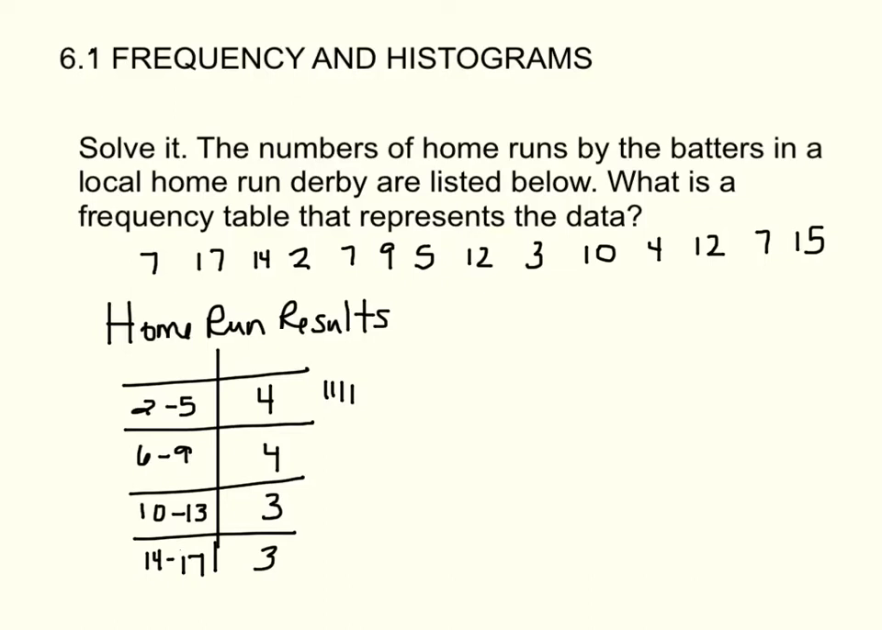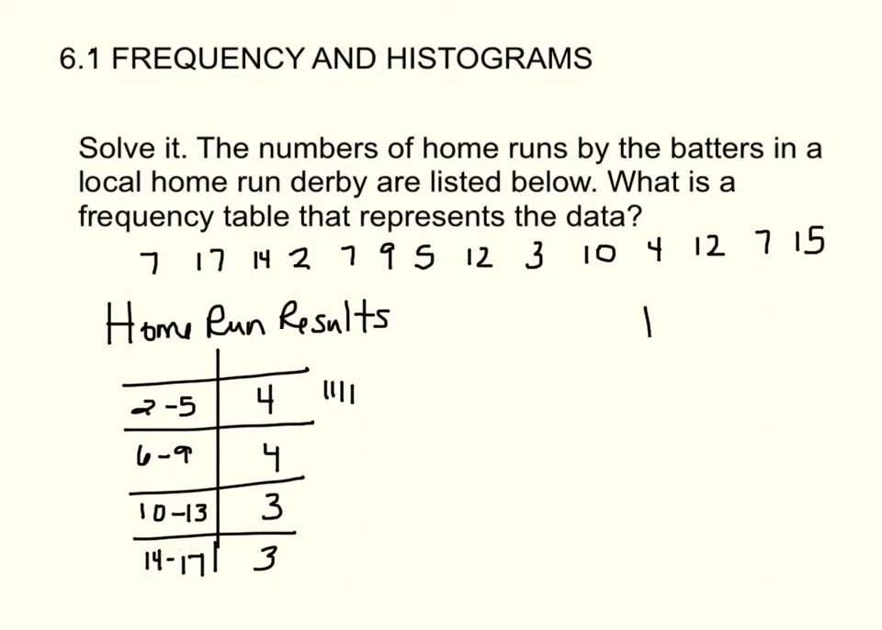So what I did were intervals of 4. These are all intervals, 2, 3, 4, 5, 6, 7, 8, 9. These are all intervals of 4. Notice I kept all the intervals the same. Now, the got it problem at the bottom of the page, 371. So then it says, what is a frequency table that uses intervals of 5?